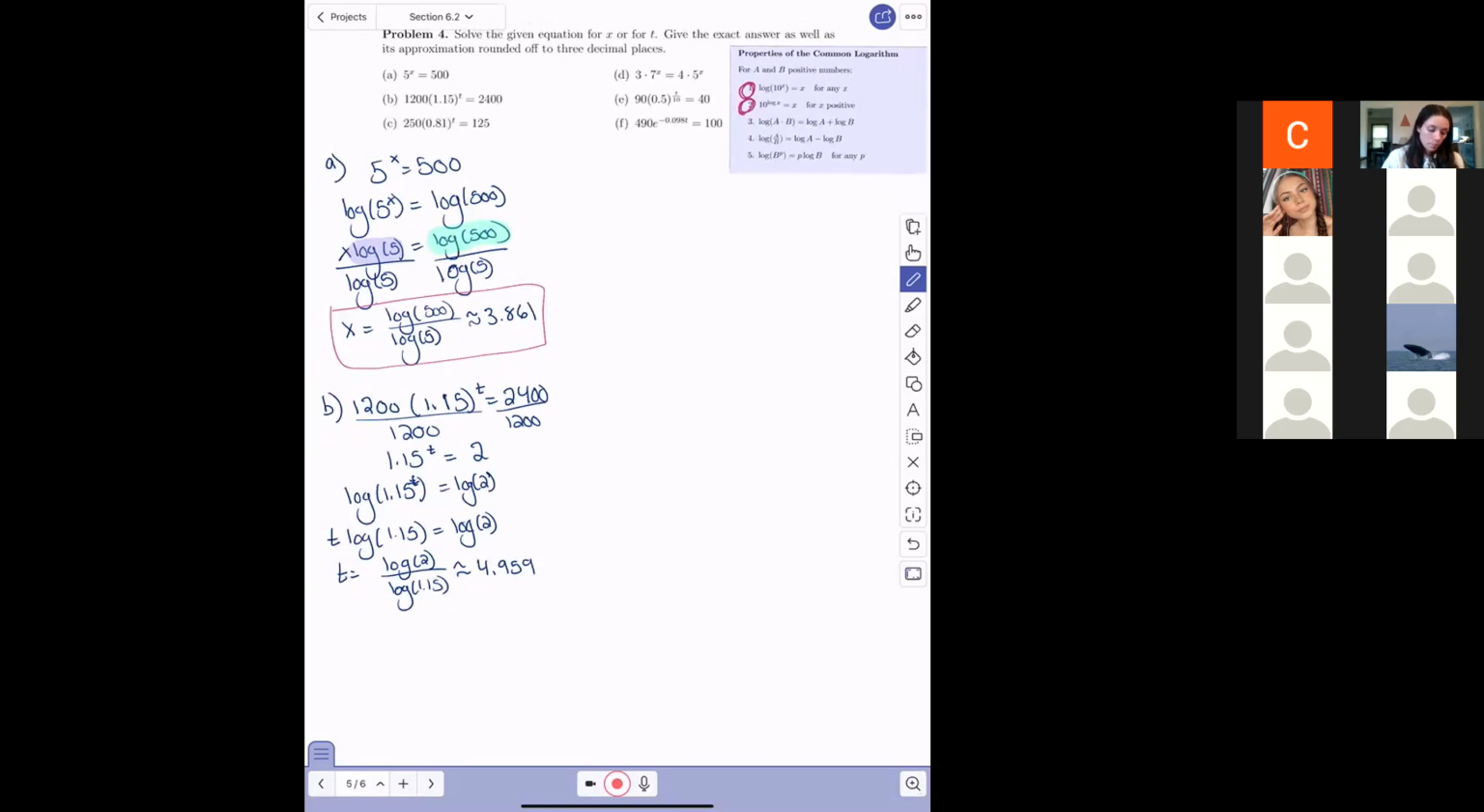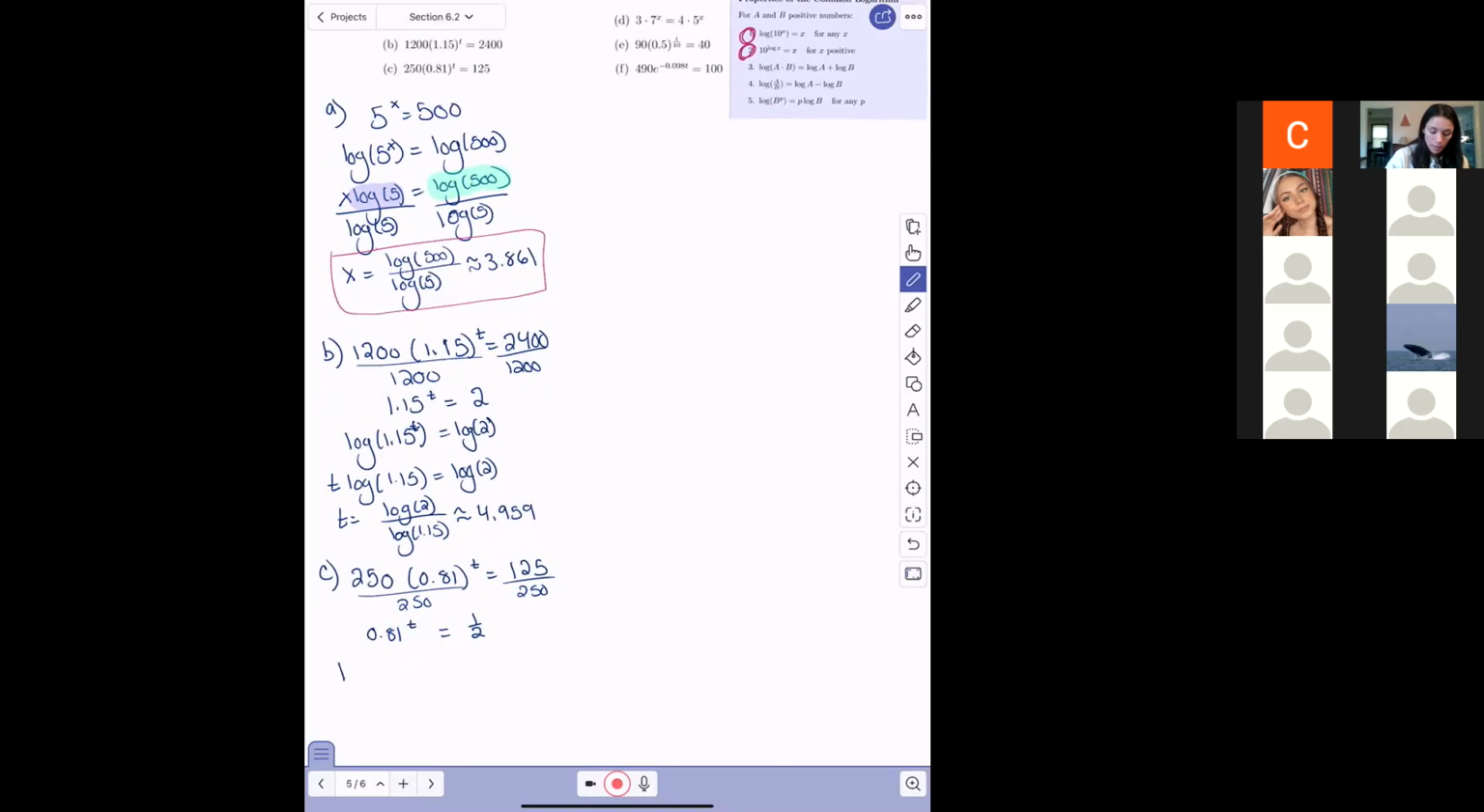Okay. Problem C, we have 250 times 0.81 to the power t equals 125. So here, our initial value is 250. The growth factor is 0.81, and we're setting that equal to 125. Divide both sides by 250. So we have 0.81 to the power t is equal to 1/2.